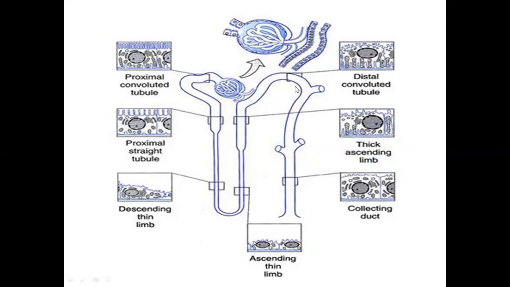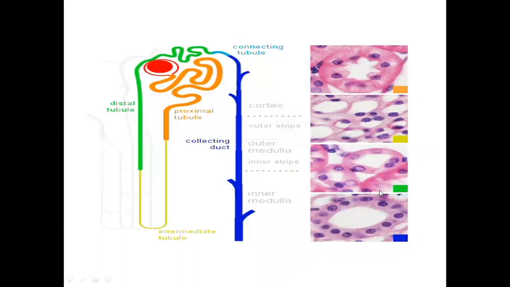And then the last part of the nephron is the collecting ducts. They are again lined by simple cuboidal cells, but the boundary between cells is quite evident on micrographs. Again, another summary where the different colored areas are shown here.